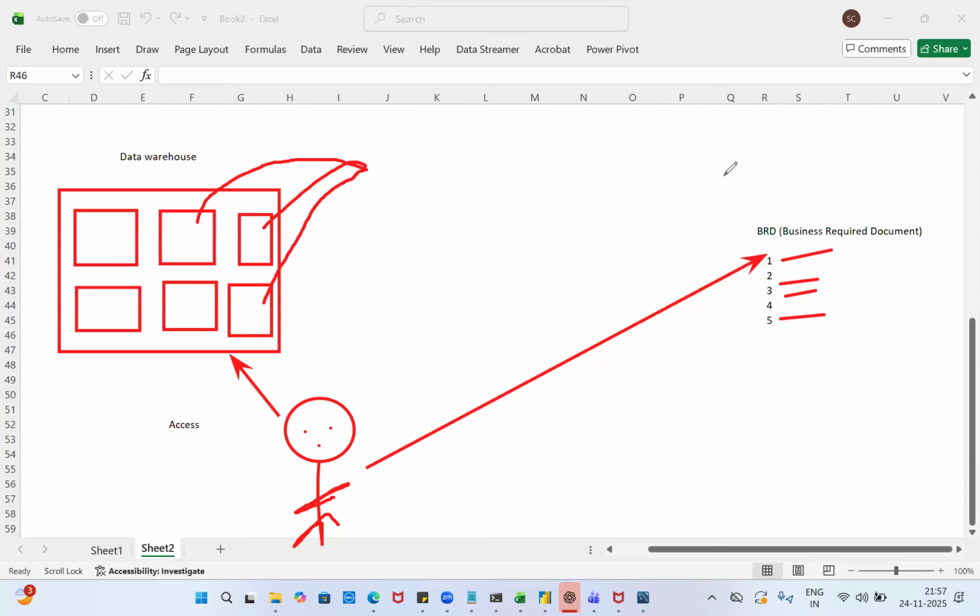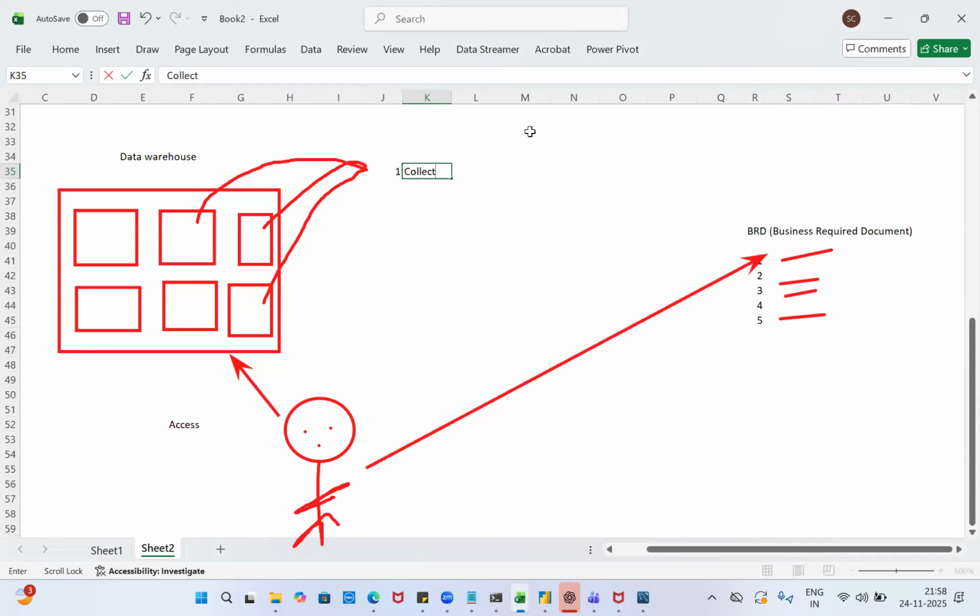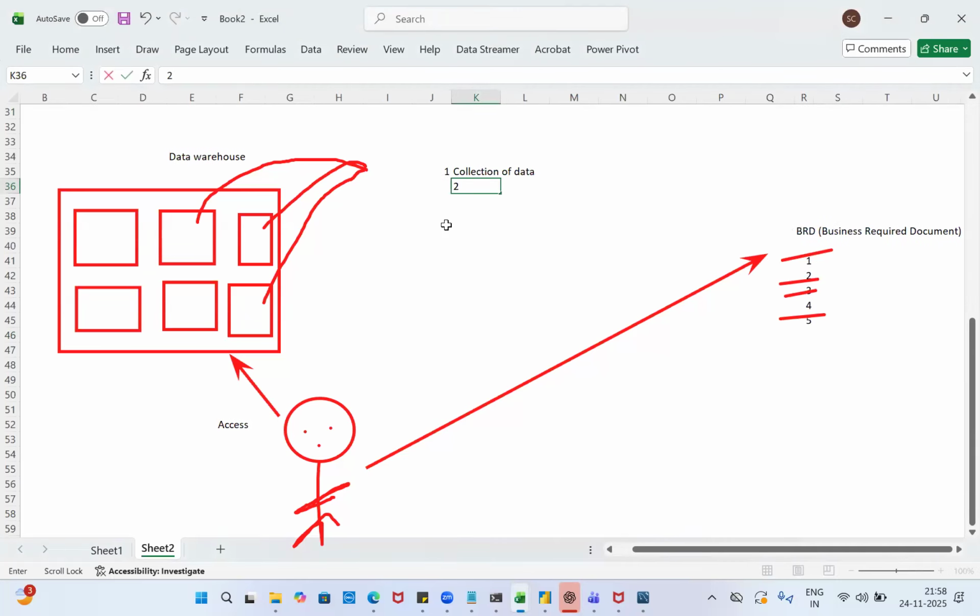So, in order to meet the requirement, you're getting data from these three tables. Collecting data from multiple tables as per the business requirement is nothing but collection of data. And once you collect the data, the second step is transformation of data.